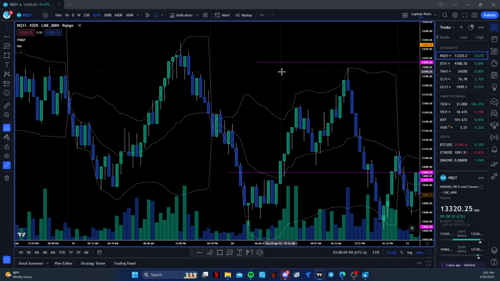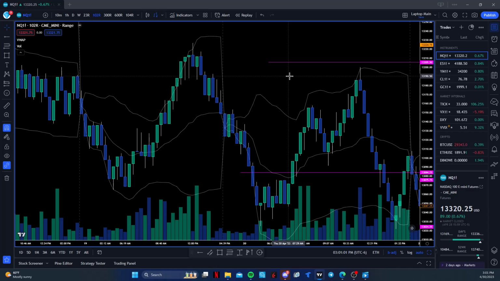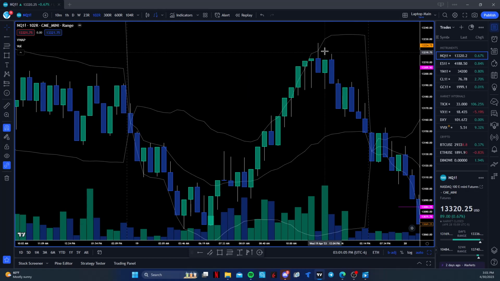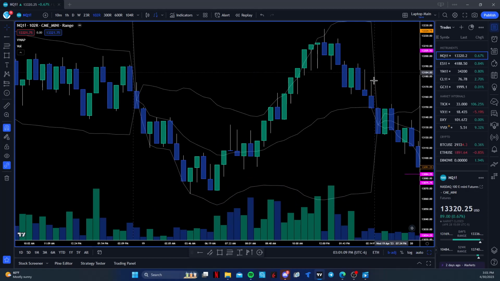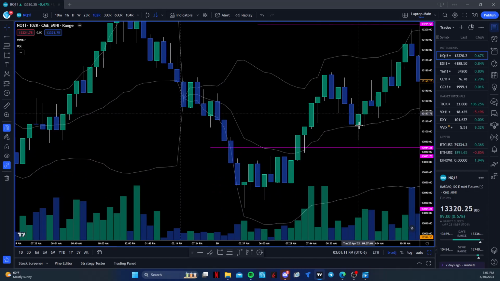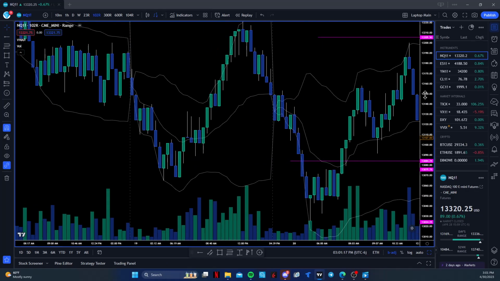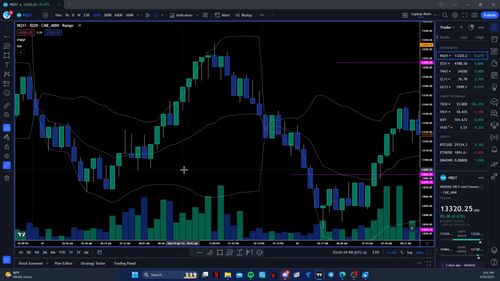So that's kind of the entries. Talking about it out loud, you really are only looking for these high volume rejections at little areas of interest, either on a pullback, like a pullback to VWAP or a pullback to a level, or these low volume pushes into the previous high volume candles.